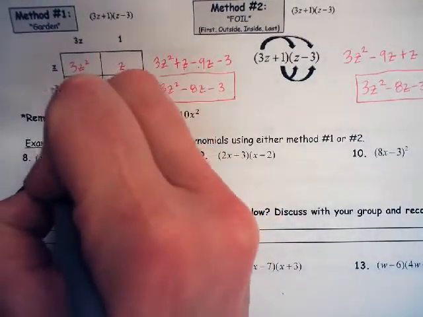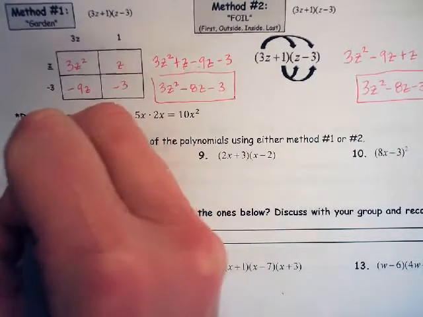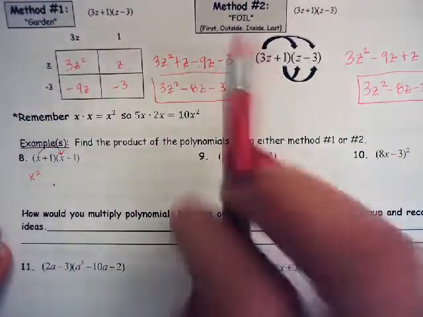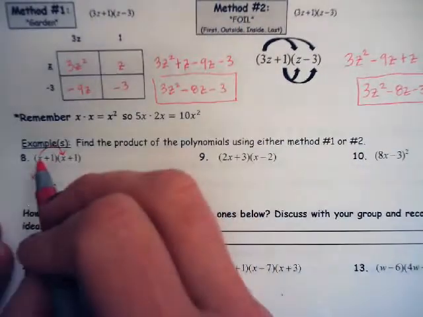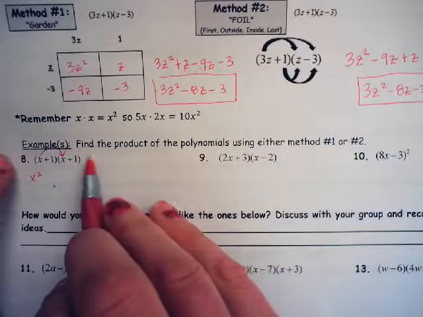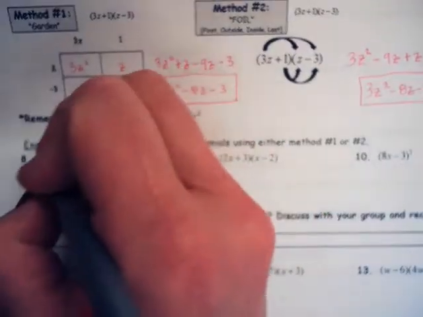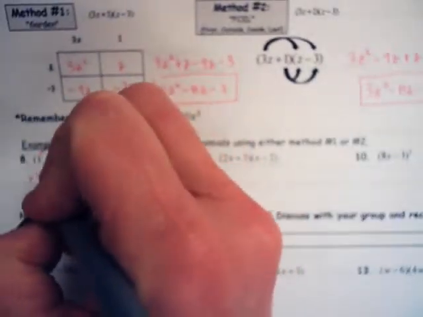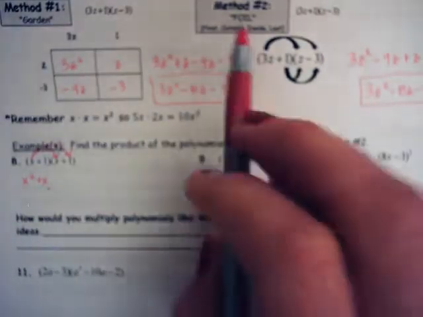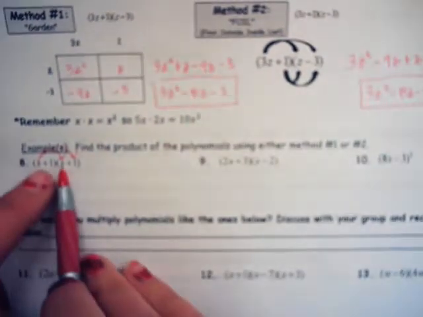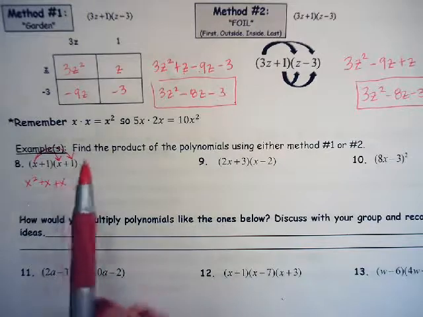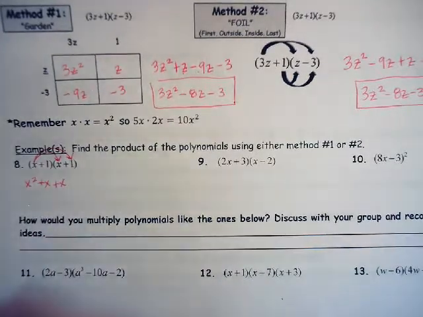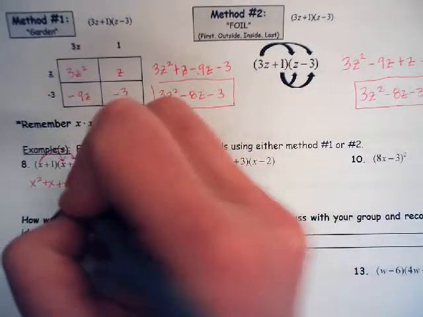I would go first, so x times x would be x squared. And then O stands for outside. So outside means I take x times 1. They're both the outside terms here. So I'm going to go x times 1, so plus x. And then I stands for inside, so now I do my two inside terms. So I have 1 times x gives me plus x. And then last, my two last terms are 1 and 1. So that would be plus 1.